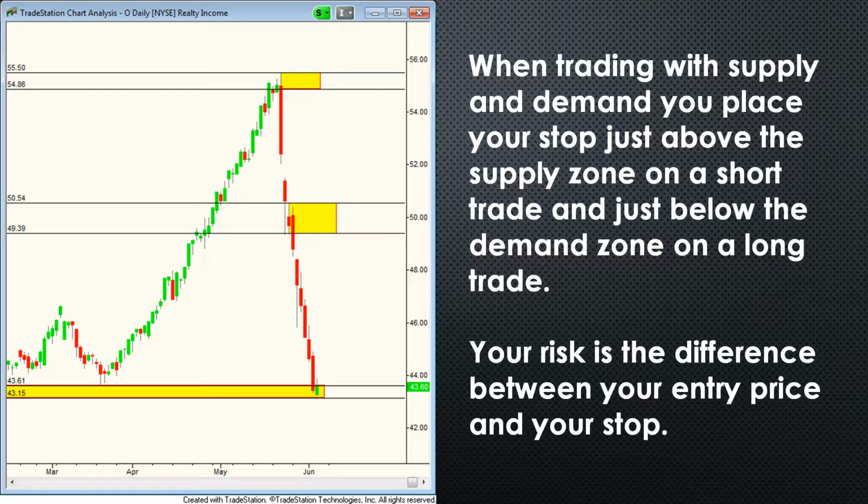When you have a defined supply zone or demand zone, if it breaks the top of the supply zone, then you no longer want to be in that trade. You know that zone didn't hold, so that trade's likely to go against you. Same thing with a demand zone. If it breaks the bottom of a demand zone, then you don't want to be in that trade anymore. That zone didn't hold.